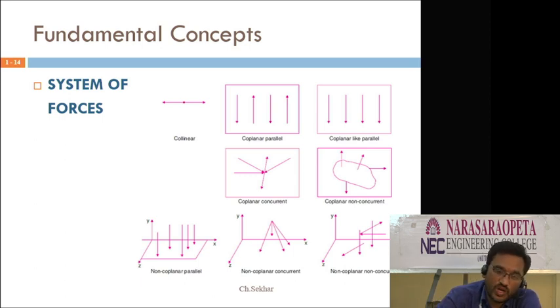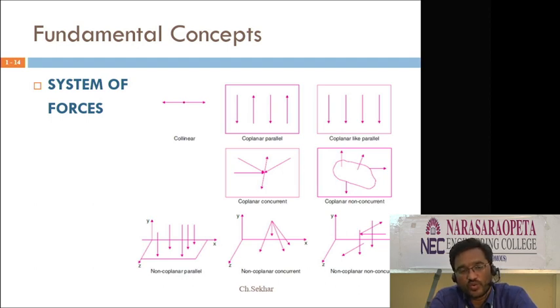And coplanar parallel forces. Coplanar means two or more forces acting on a single plane; that is called a coplanar force system. Coplanar parallel force system means two or more forces acting on a single plane whose lines of action are parallel to each other. This diagram shows four forces acting on a single plane, all in the upward direction. The four are parallel to each other. That's the coplanar parallel force system.